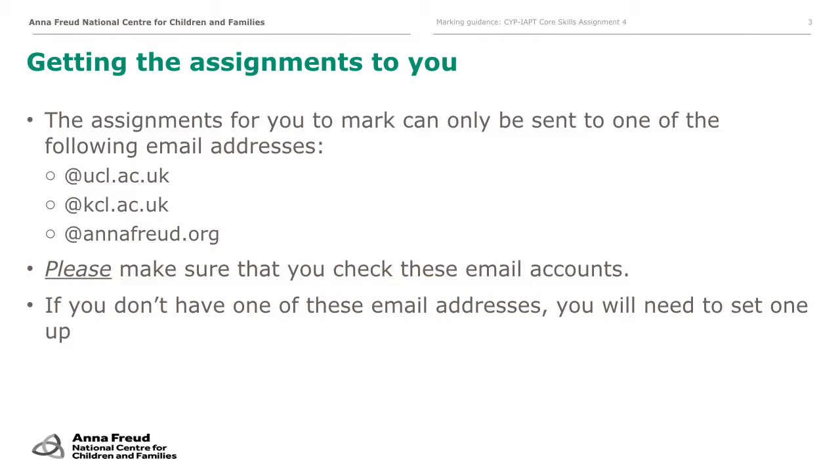First of all, it's really important that not only do you have an email address which is either a UCL one, a KCL one, or an Anna Freud one, it's also important that you check these email accounts because that's where we will be sending the assignment scripts for you to mark.